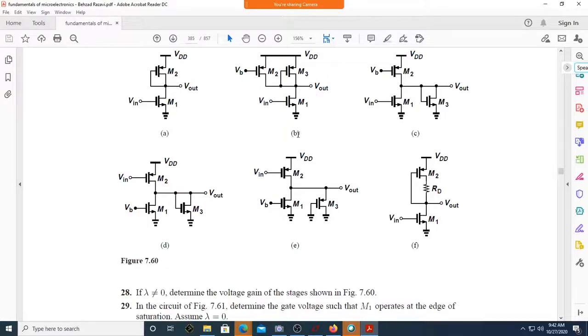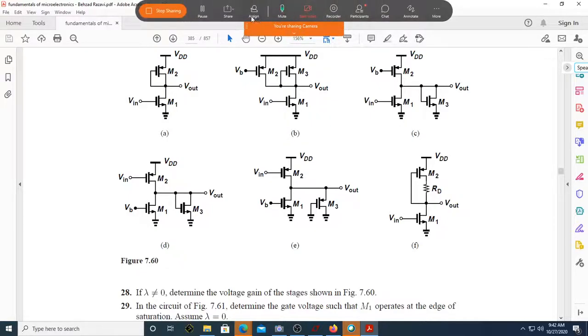One second. The problem is not shown. The B part, is it not visible now? No, sir. Let me share the content.